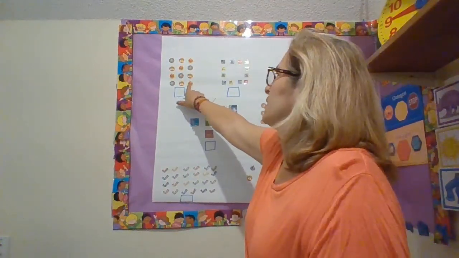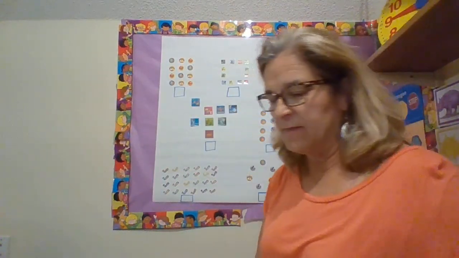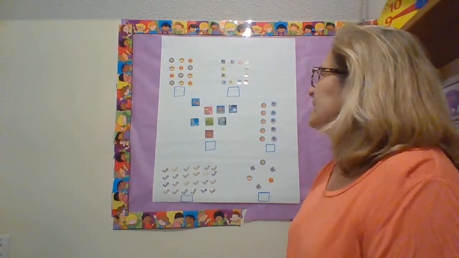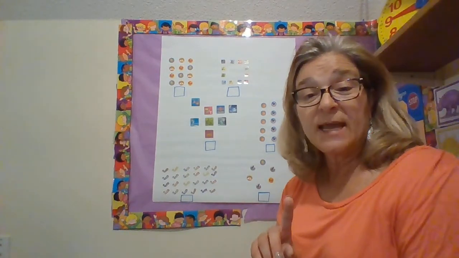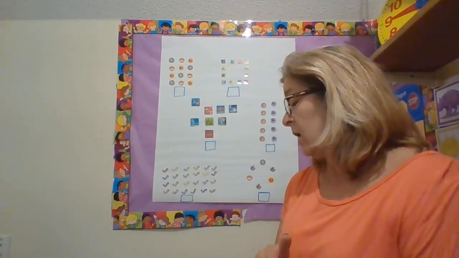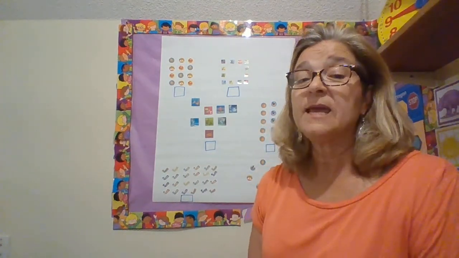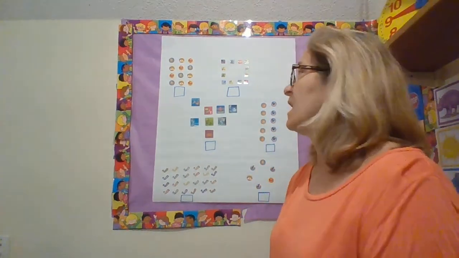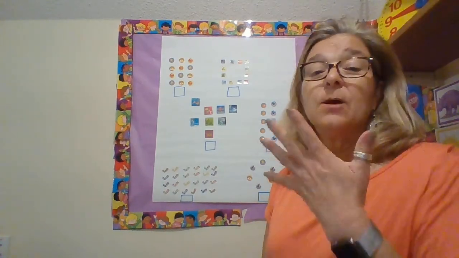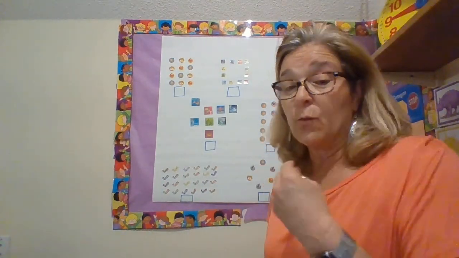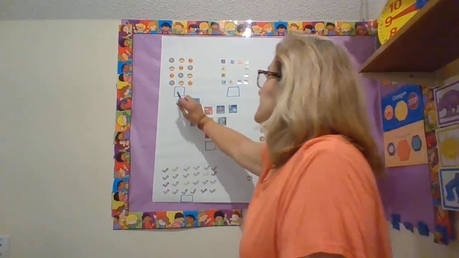Let's look at this first. Do we think that this is a rectangular array? Remember, a rectangular array is a group of objects that are arranged in equal rows and columns. Not the same number of rows and columns, but the same number in each row or each column. So let's look at this one.